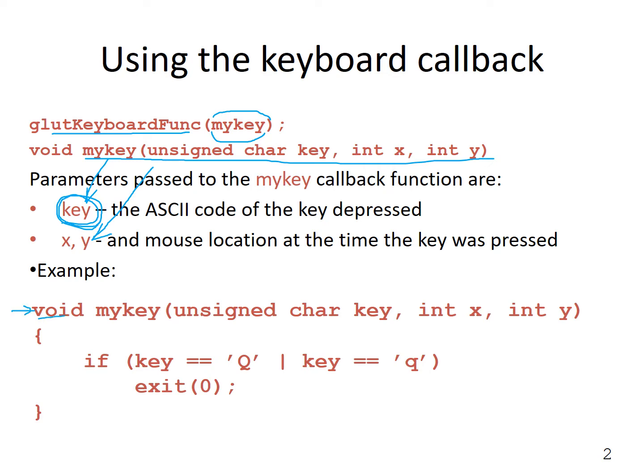The function does not return any value. It takes in the char value of the key that is pressed and the x, y location of the mouse when the key was pressed. Here we are simply exiting our program when the key Q is pressed, and we're giving both options with an OR in between. So whether a lowercase q is pressed or an uppercase Q is pressed, the program must exit.